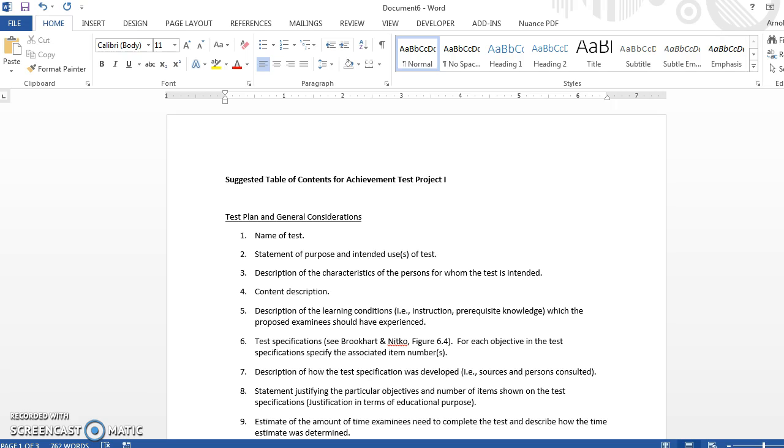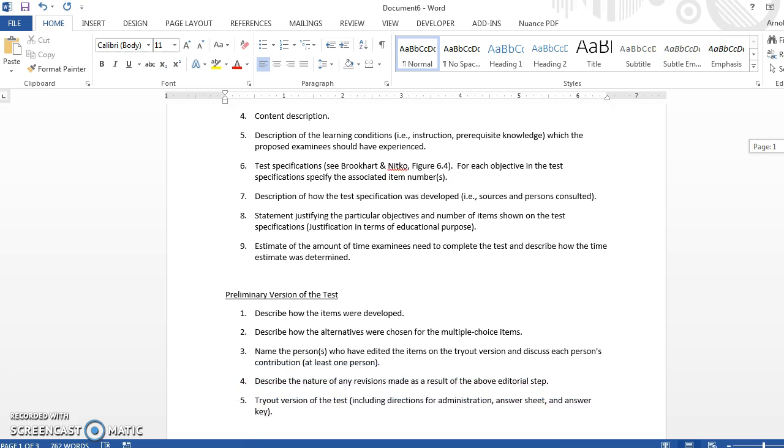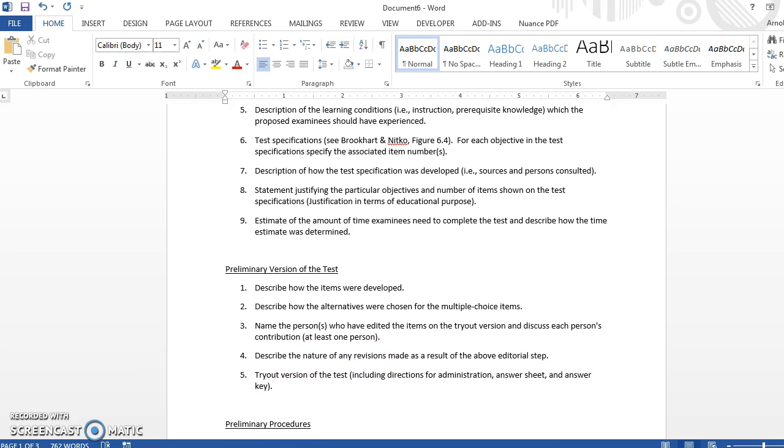Then a description of how the test specification was developed, the sources, the persons consulted. Maybe you used your textbook that is provided by the school district, which is deemed the correct curriculum for your school. That is your specification. You don't have to go into a lot of detail there, but just think about that.